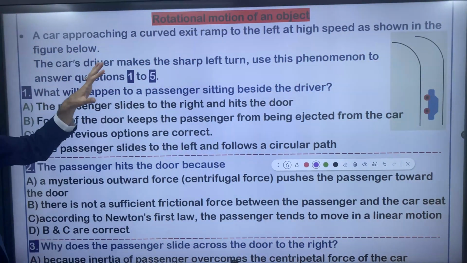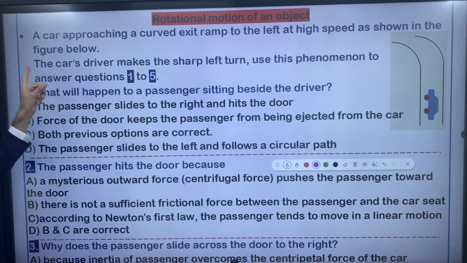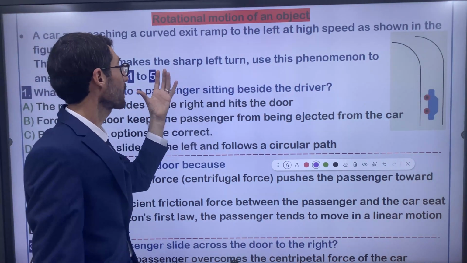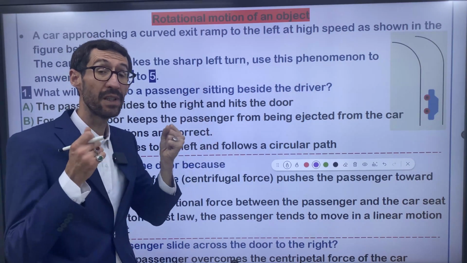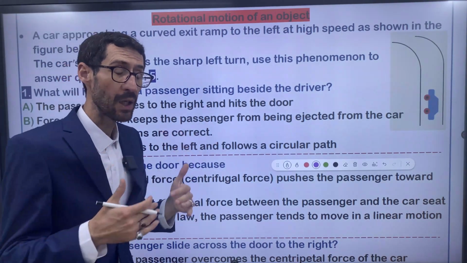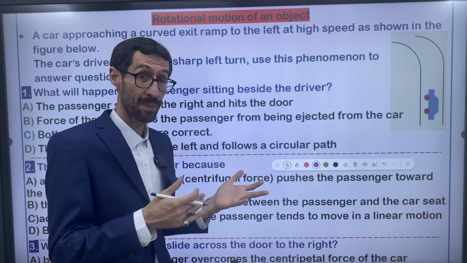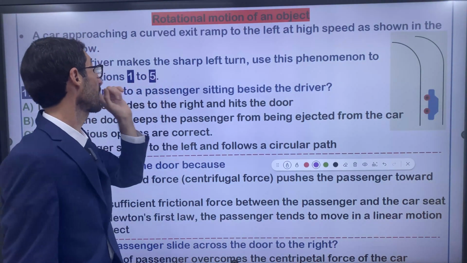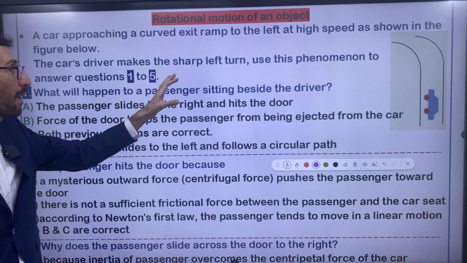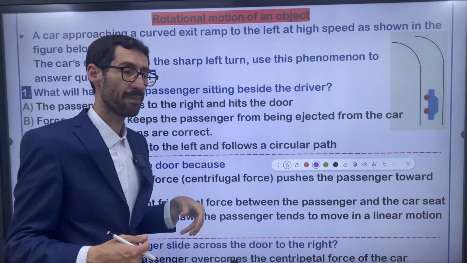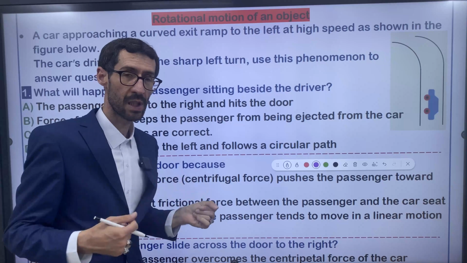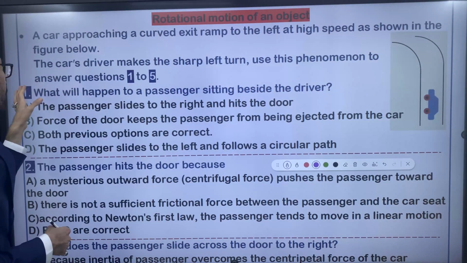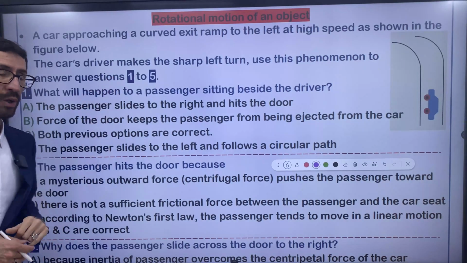In the figure below, so there's a phenomenon. The car's driver makes the sharp left turn. Why a sharp left turn? Because the driver is very fast. He or she turns the turn at a high speed without slowing down. That's why it says the driver makes the sharp left turn. Let's say the driver turns left fast. Use this phenomenon to answer questions 1 to 5.